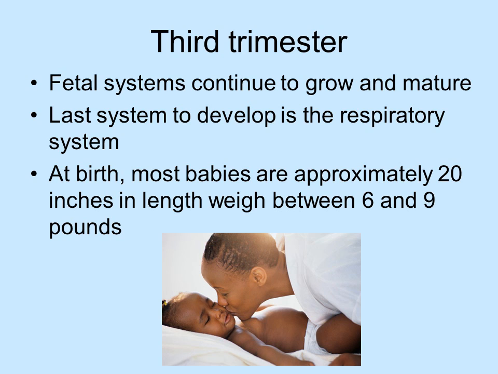So the respiratory system being the last to develop is often why, if there is a premature birth, one of the main concerns is about the lungs and making sure the baby can breathe. Which is why babies will oftentimes, if they are premature and haven't fully developed the respiratory system, be put on a machine to help them breathe.